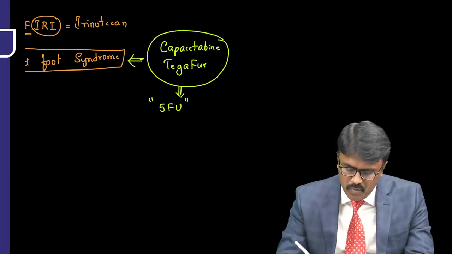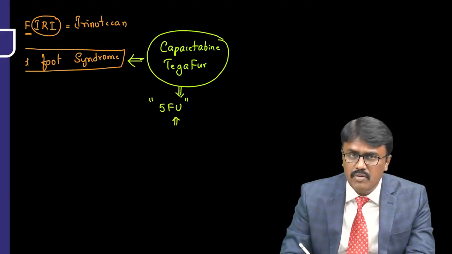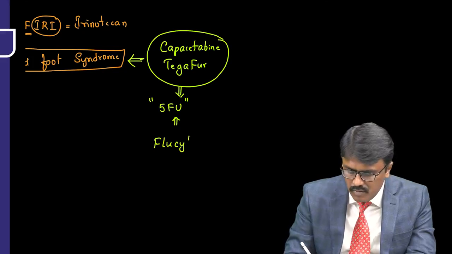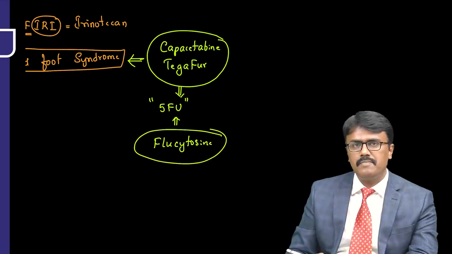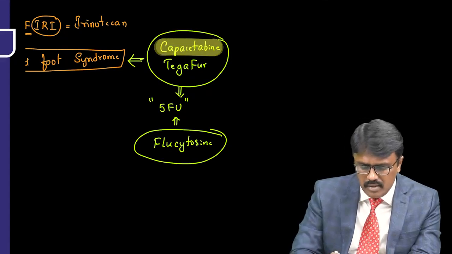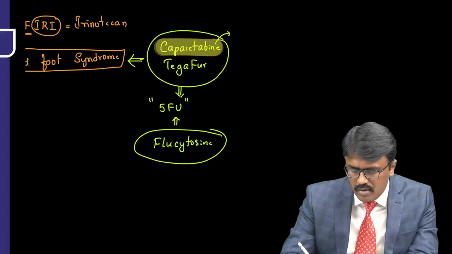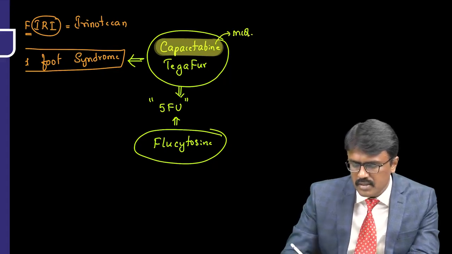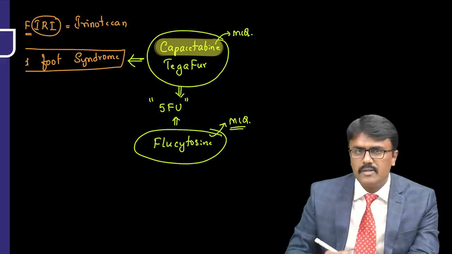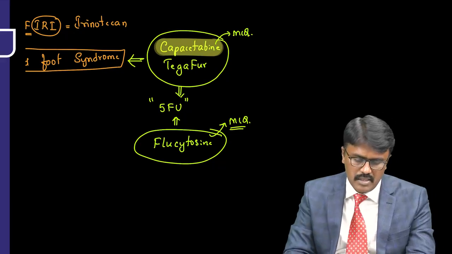Now, can you tell me what is the antifungal drug which can give rise to 5-fluorouracil? Yes, you are right. The antifungal drug is called flucytosine, and that will give rise to 5-fluorouracil. So these are the questions we can ask. They had asked what drug causes hand-foot syndrome: capecitabine. And which antifungal drug can give rise to 5-fluorouracil: flucytosine. These questions have already been asked in your exam.